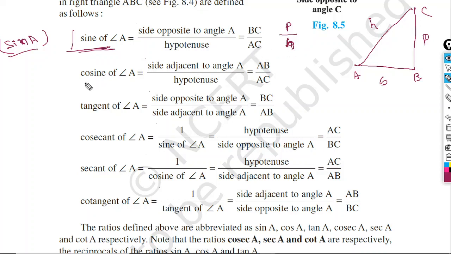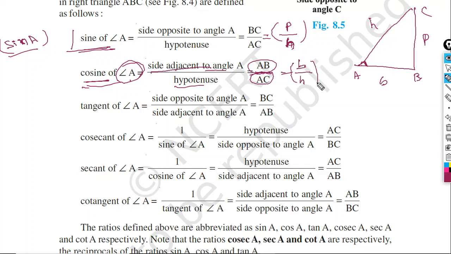Well, now we will move to cosine of angle A. Cosine means the side adjacent of angle A. So we are considering angle A, cosine of angle A. So cosine of angle A will be equal to the side adjacent of angle A. Now you will look at angle A. The side adjacent of angle A is AB. Now we will write AB divided by hypotenuse, which is AC. So AB by AC, or in short you can say B by H.